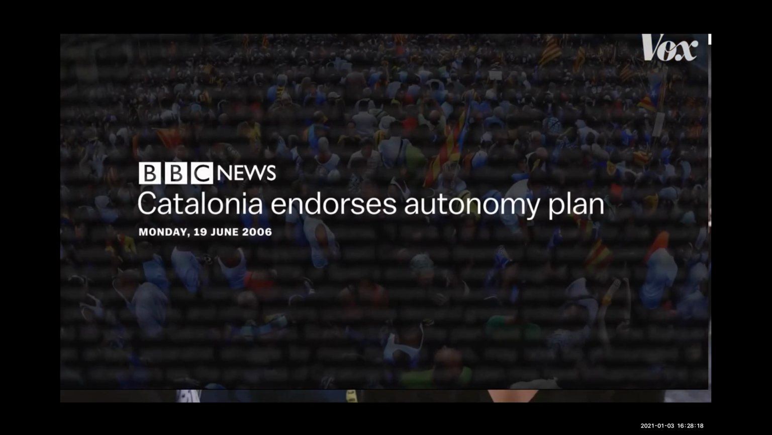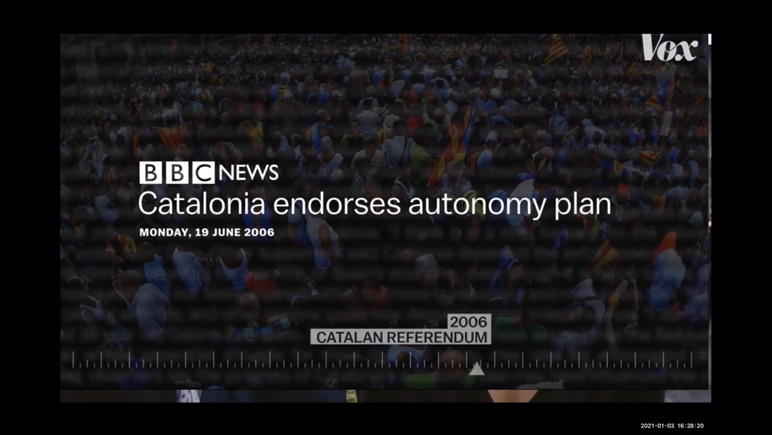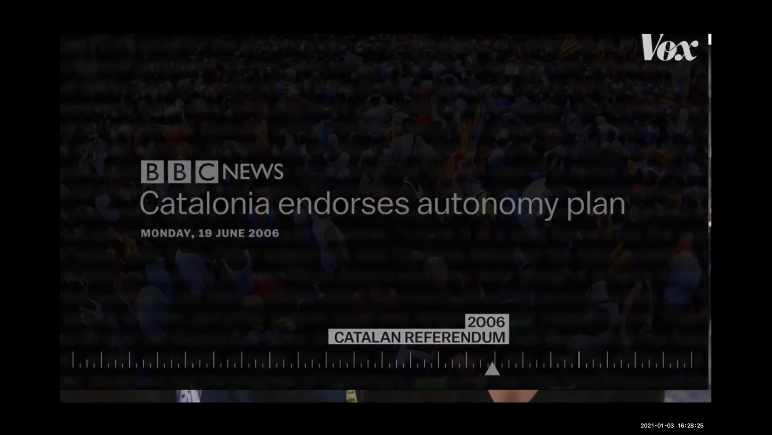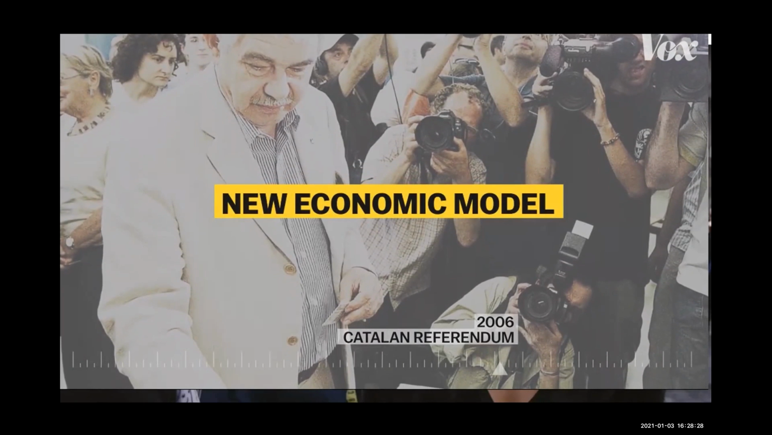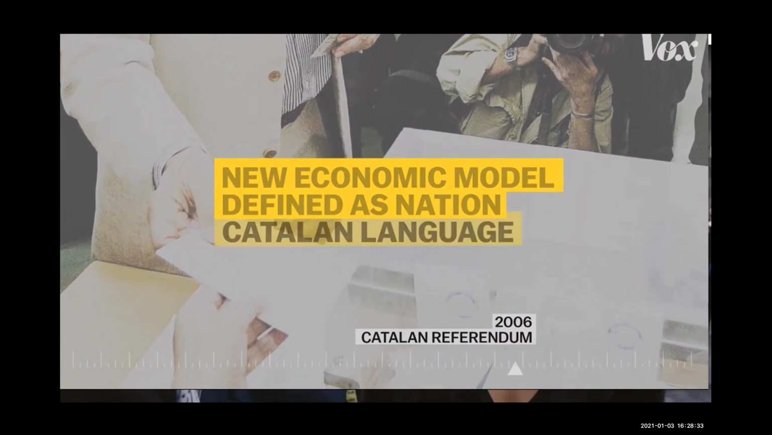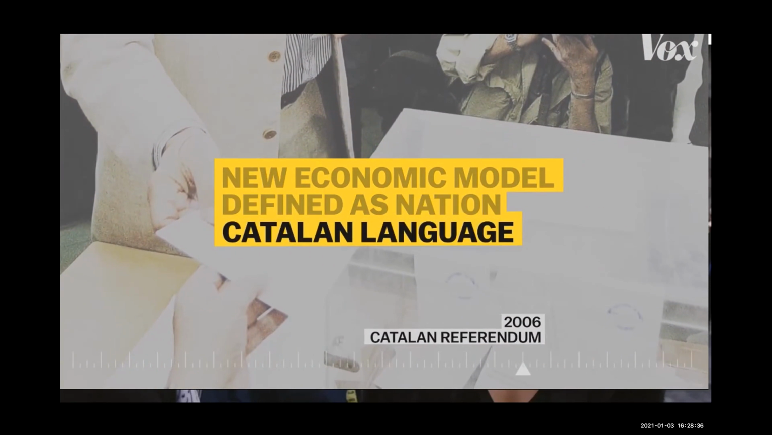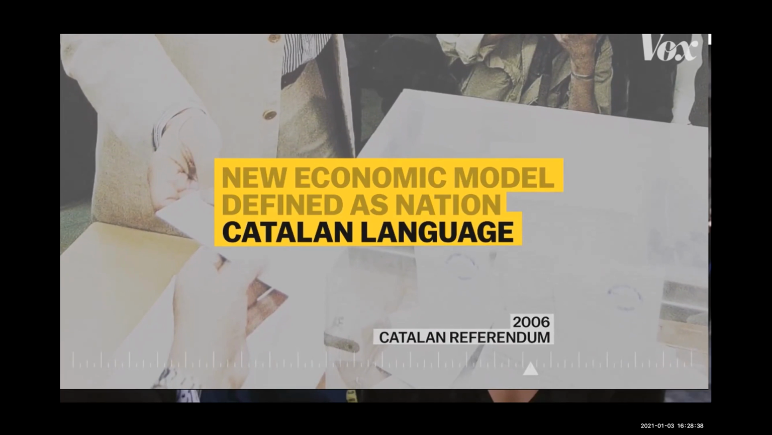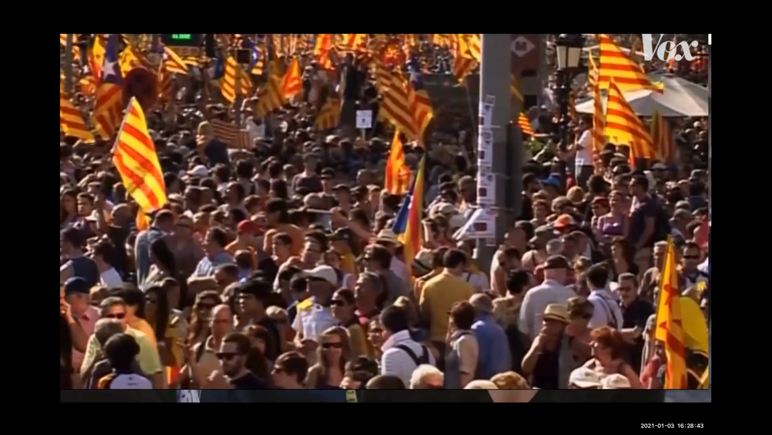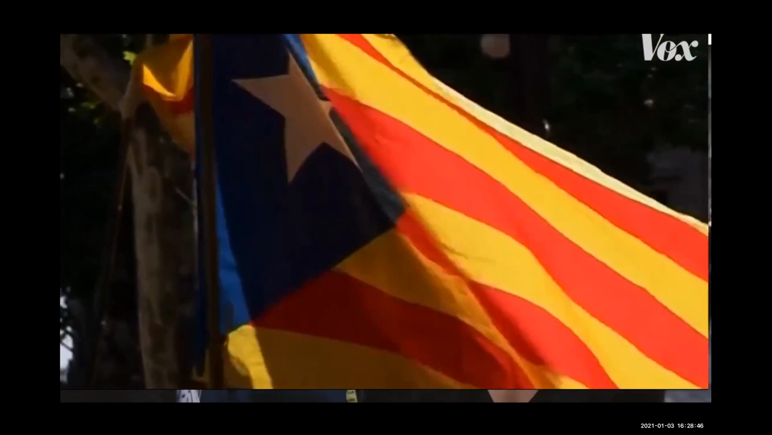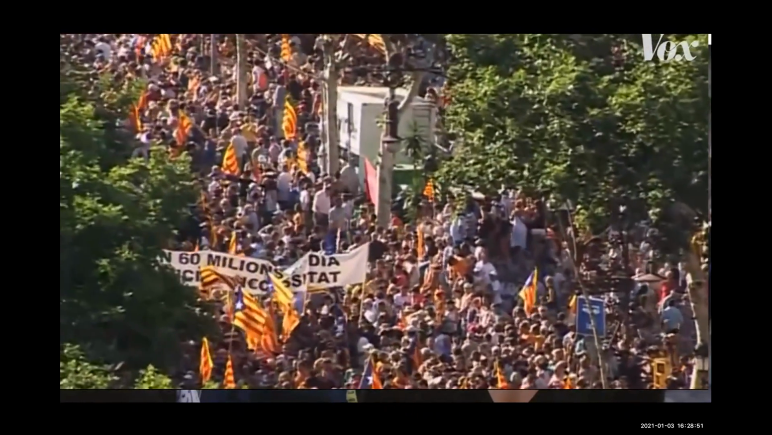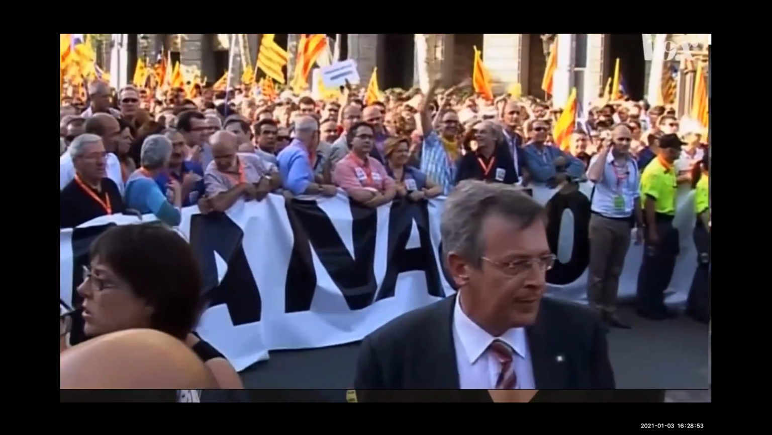Then, for the first time since the constitution was created, Catalans tried to expand their autonomy. The 2006 referendum called for many things. It called for a new economic model for Catalonia, to define Catalonia as a nation, and to privilege the Catalan language over Spanish. After 4 years of legal battles, the Constitutional Court struck down some of the amendments. When the constitutional ruling was announced, 1 million Catalans went to the streets of Barcelona, where they carried signs that read, "We are a nation, we decide."